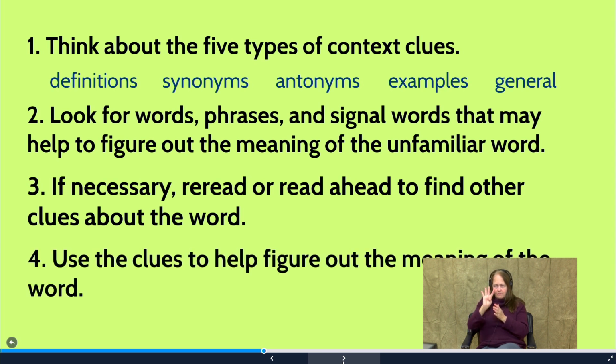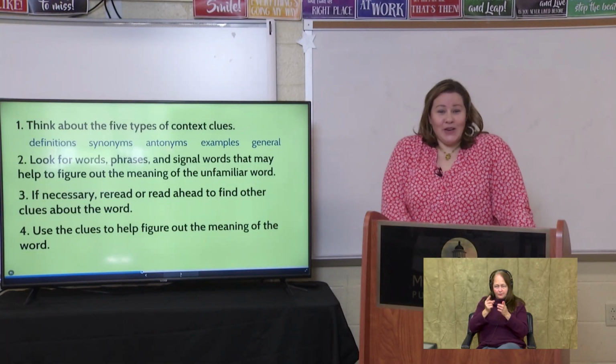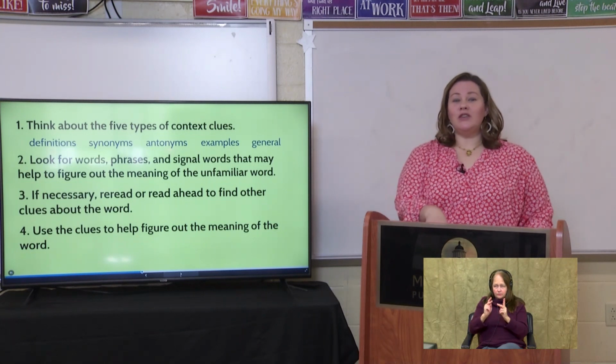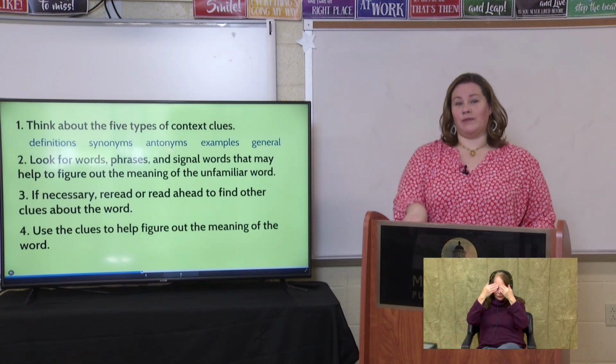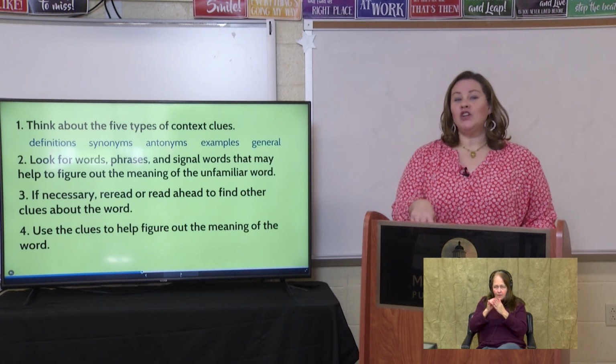Fourth, use the clues to help figure out the meaning of the word. You might not have a clear-cut definition of it, and it's okay. As long as you have a general idea of what the word means and how it's used in that sentence or that paragraph, you're okay.